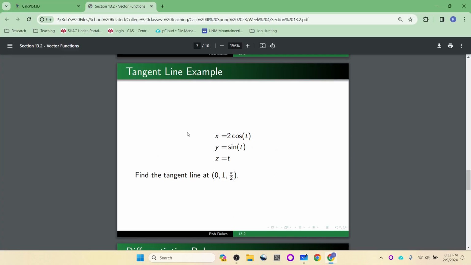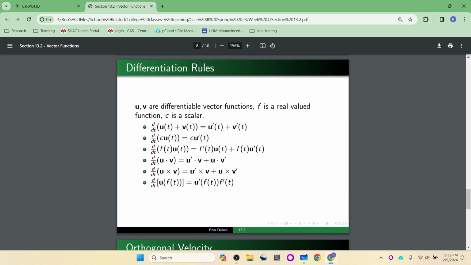Rules for derivatives. These should be very familiar. They are basically the same rules from Calc 1. So here's the sum rule. If you have a sum and take a derivative, you can do each one separately. A constant c, or scalar multiple, can be pulled out of a derivative. These first two together are called being a linear operator. You can split a sum and you can also pull out scalars.